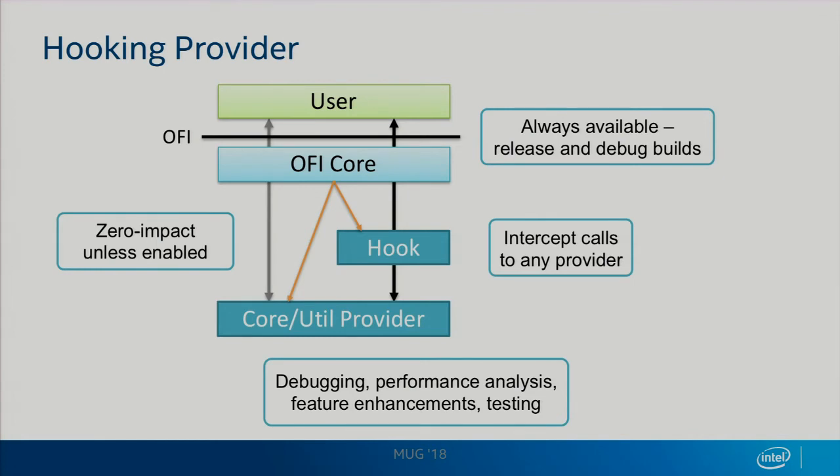You can initialize a hook, and it can basically replace your function pointers, and then it can be used to intercept any call that you want. Right now, I think the hooking provider is doing some basic debugging, but it's a generic framework. It can be used for anything, and this is always enabled and doesn't cause any extra overhead because, as I said, it's a function pointer based system.